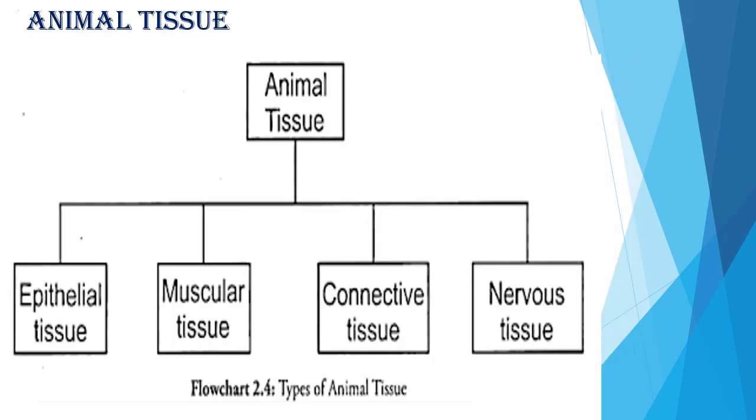Now let's see the different types of animal tissue. Till here we have studied plant tissue. Now we will study different types of animal tissues. In this category you are going to study epithelial tissue, muscular tissue, connective tissue and nervous tissue. One by one we are going to study all of them.